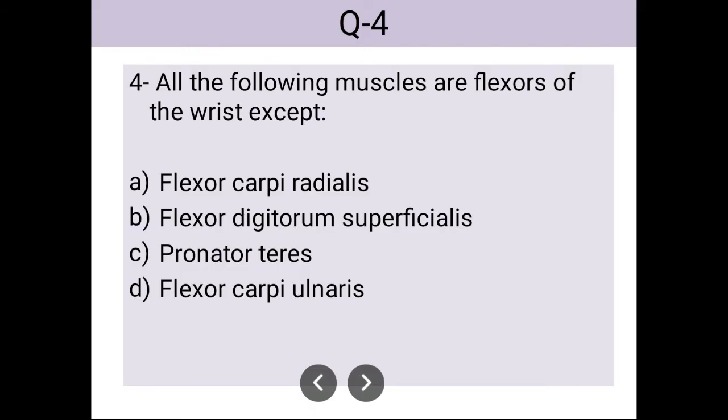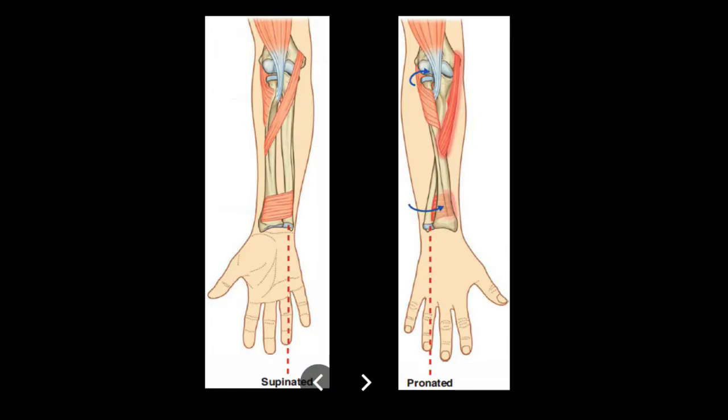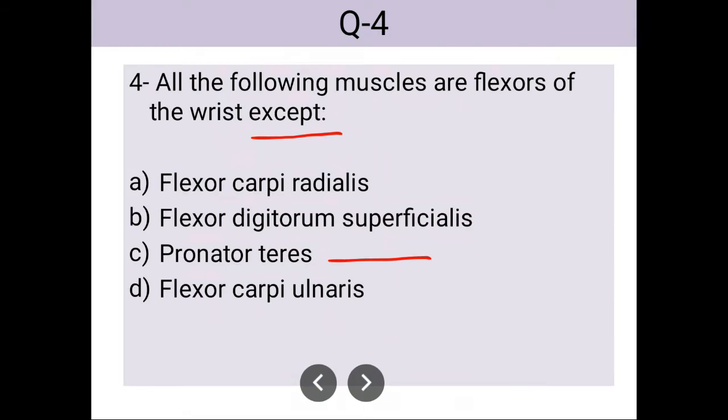Number 4, all the following muscles are flexors of the wrist joint except. Flexor, flexor, flexor. So you look at the C, it is written pronator teres. It's showing in its own name that it is not a flexor muscle but performs the pronation. Let's have a look here at supination and pronation, if you remember these two movements. So the best answer is also the C here.